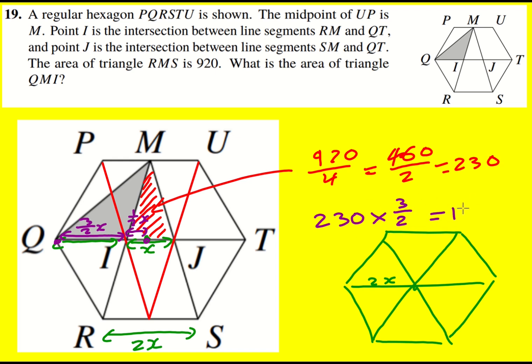Let's divide by 2 first. 115 times 3, giving me my answer of 345. Okay, I think the solutions do it slightly differently, but I think my solution is pretty good.